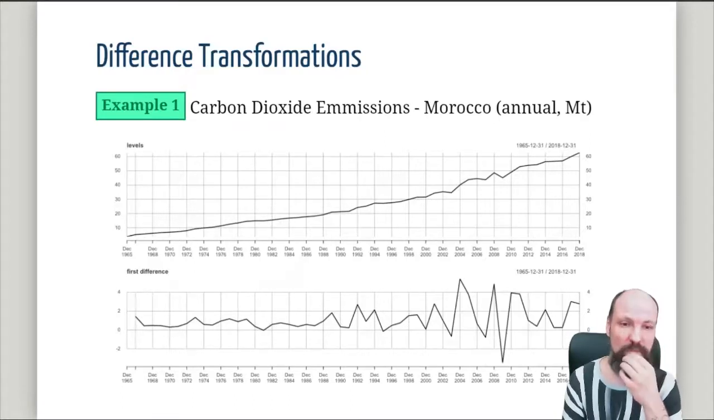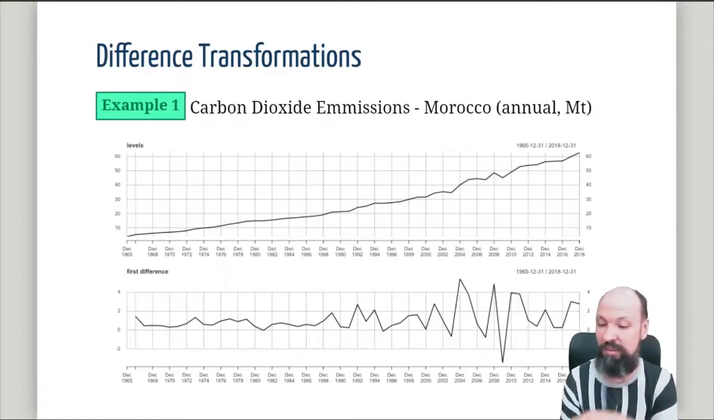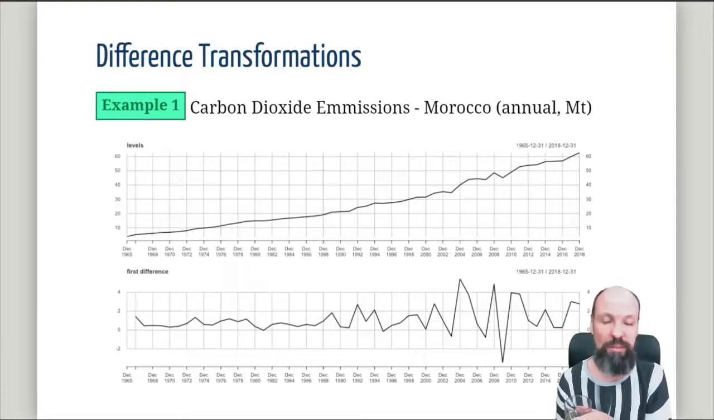Там дисперсия больше. Okay, so when the variance is higher, it doesn't mean that it is not stationary. The important thing is that it is stable.